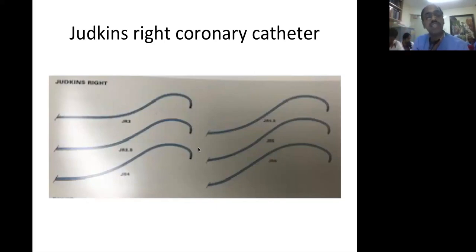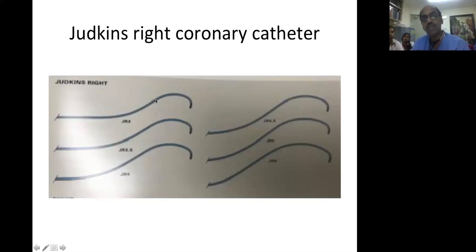So let's see. This is a Judkins right coronary catheter. The question sometimes will ask, what does JR2, JR3 mean? In every coronary catheter, the last portion is the catheter that is going to be engaging into the blood vessel. So this will be entering into the right coronary artery itself. And from here to this point, this curve between the place that is going to engage and the place proximal to it is called a primary curve. And then there will be a second curve, which is called a secondary curve.